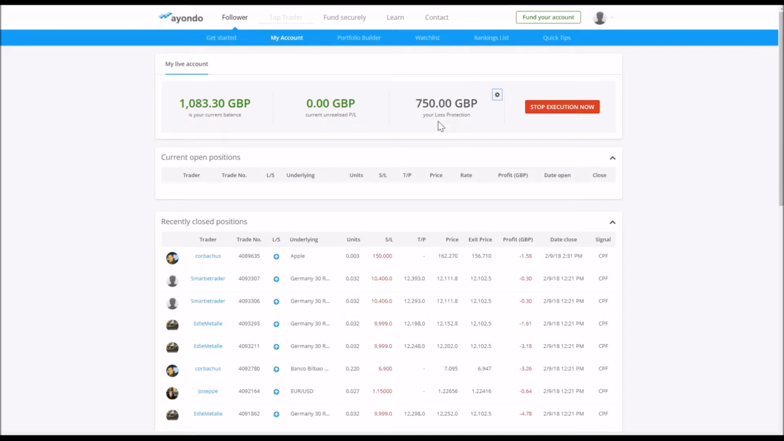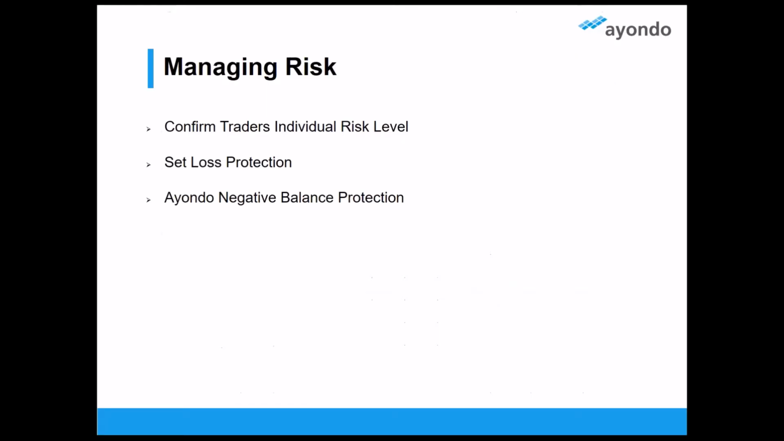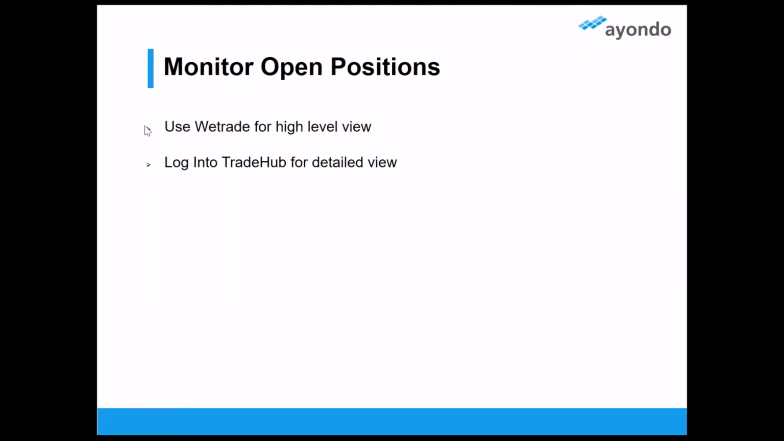It's live. It's my real money in there, and we're now following these 4 traders. And the way to monitor it, let me just jump back onto PowerPoint. The easiest way to monitor it is using what we've been using already, the web-based view of things, a high-level view of what's going on. But you can log into TradeHub for a more detailed view.